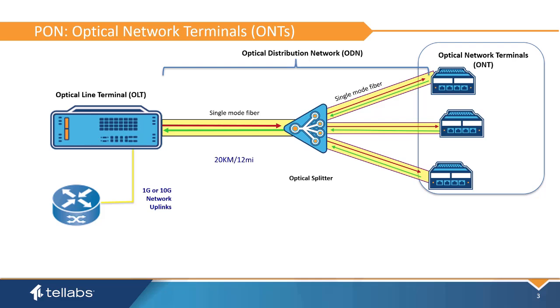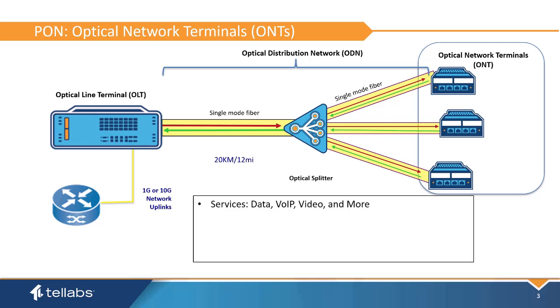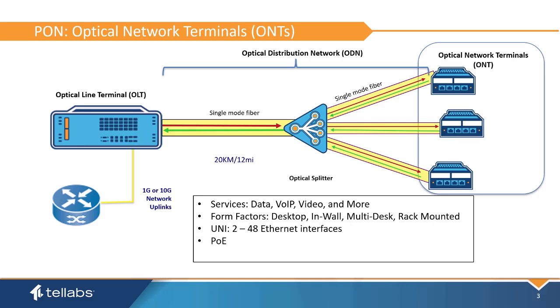Optical network terminals serve as the termination point for fiber optic connections at the end user location, delivering a range of services including data, voice over IP, and video. These devices come in various form factors such as desktop, in-wall, and rack-mounted models, and offer a variety of user network interface port configurations from 2-port to 48-port options. All ONT models are available with Power over Ethernet capabilities, and newer models support advanced 10 gig connectivity, enhancing performance for high-speed applications.